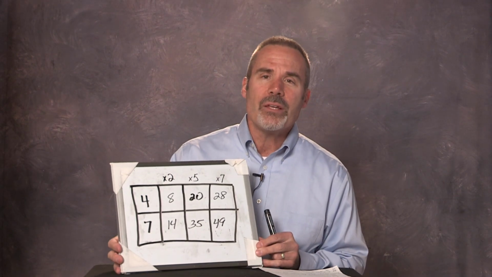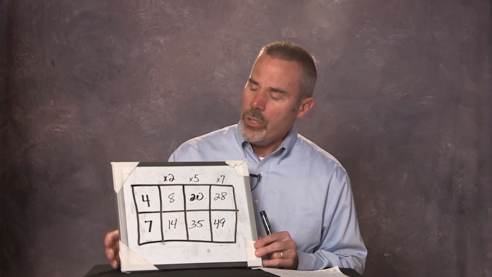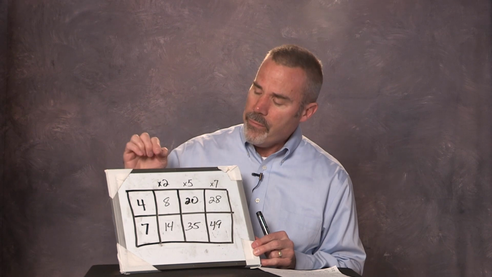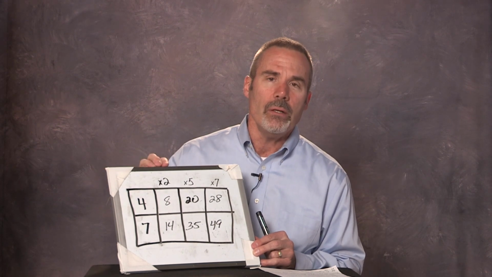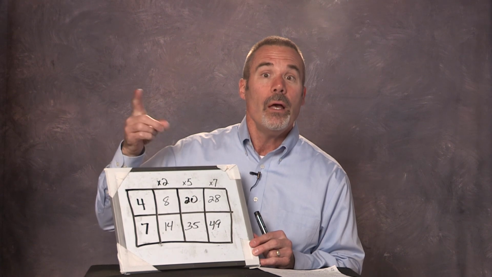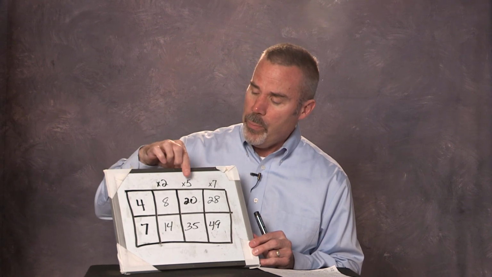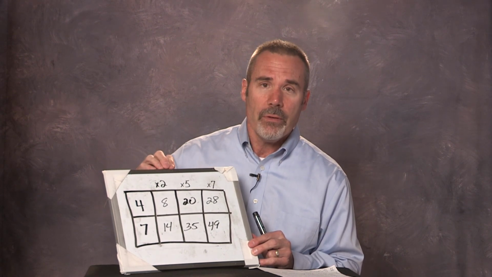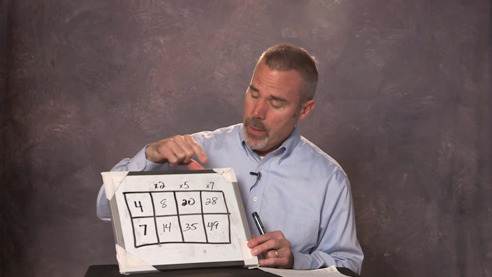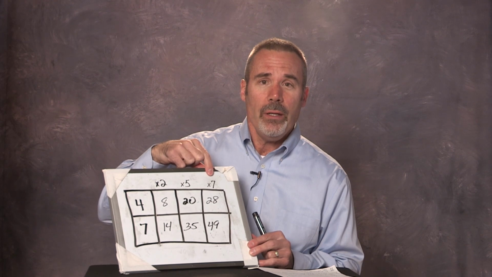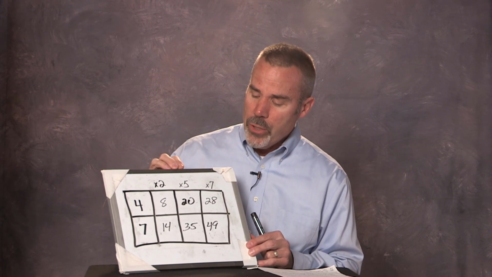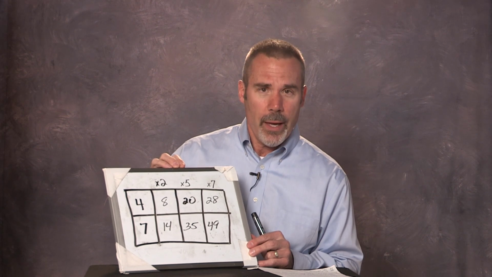So let's say you were asked to write three equivalent ratios for the ratio 4:7. One of them would be 8:14. Notice that I multiplied both of the numbers by 2. Another equivalent ratio would be 20:35. Notice that in this one I multiplied both numbers by 5. And then the last example right here, I multiplied both numbers by 7 to get the equivalent ratio of 28:49.